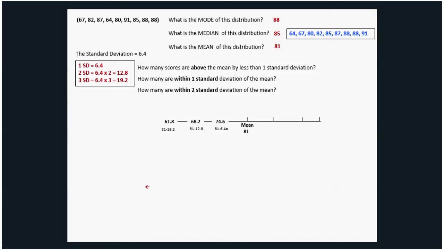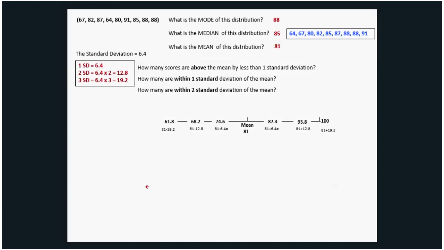So then on this side, I've got 81 plus 6.4. That gives me 87.4. 81 plus 2 standard deviations, 12.8. That gives me 93.8. And then 81 plus 19.2 gives me 100 here.